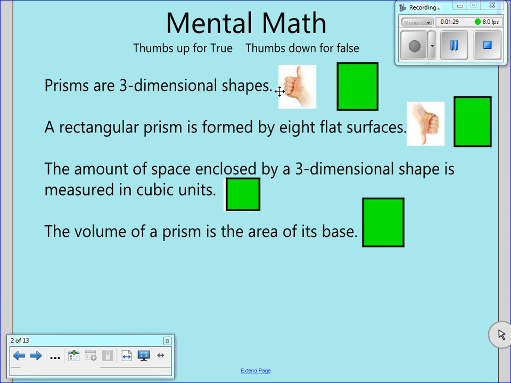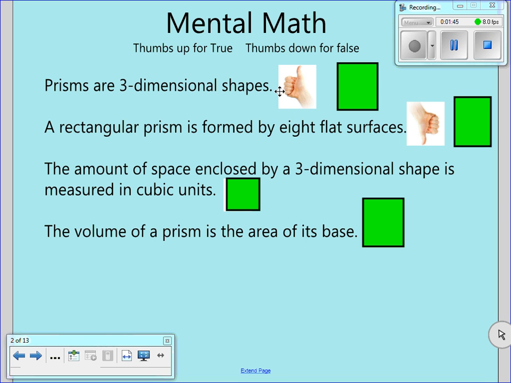Now, if you had a thumbs up, listen carefully. You have 2 sides to it that equal the ends. That's 1, 2. And you have a top and a bottom. That's 3, 4. And then you have the ones on the sides, which are 5, 6. There's 6 flat surfaces. That's something that you need to remember.